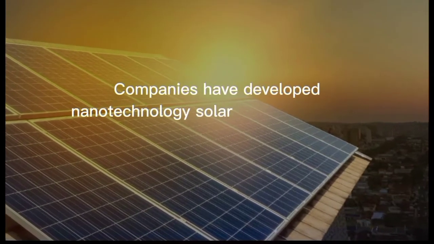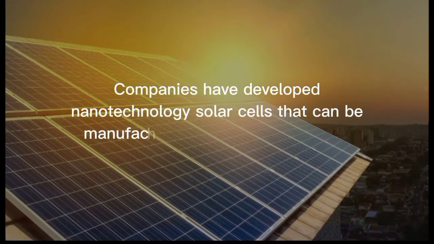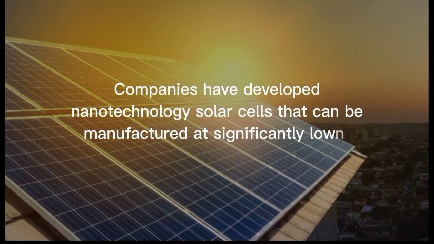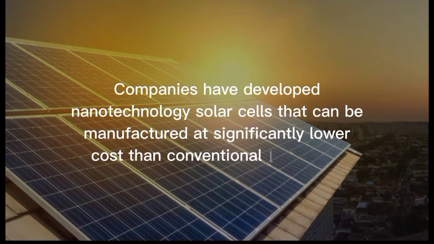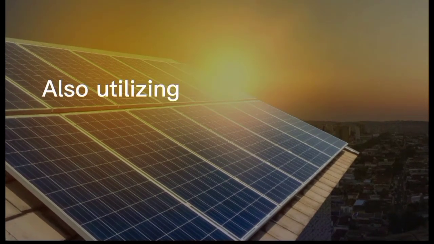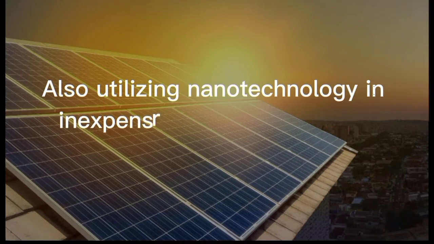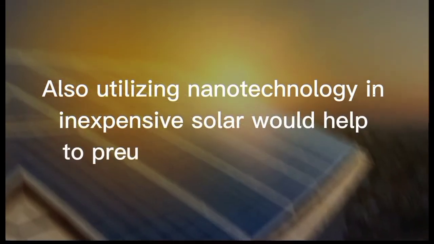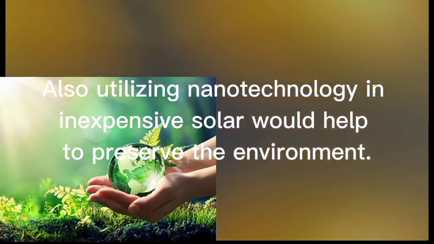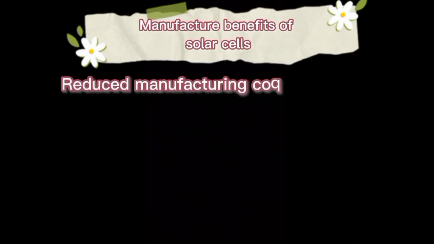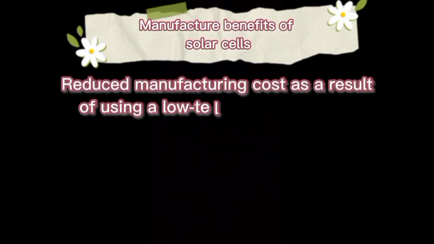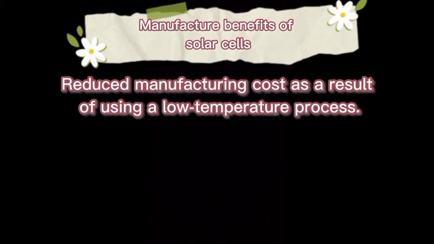Solar cells. Companies have developed nanotechnology solar cells that can be manufactured at significantly lower cost than conventional solar cells. Also, utilizing nanotechnology in solar cells would help to preserve the environment. There are the following benefits of using nanoparticles in the manufacture of solar cells. First is reduced manufacturing costs as a result of using a low temperature process.